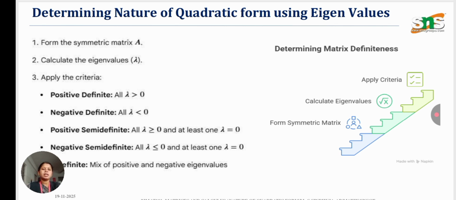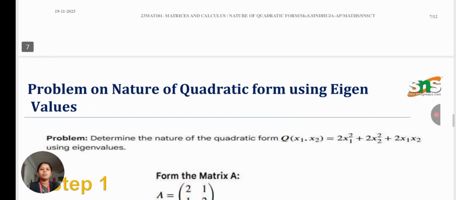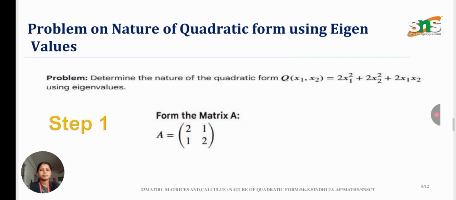Now, let us determine the nature of quadratic form using eigenvalues. As we discussed earlier, positive definite means all the lambda values should be greater than 0. Negative definite is when all the lambda values are less than 0. Positive semi-definite is when all the lambda values are greater than or equal to 0 and at least one lambda value is 0. Negative semi-definite is when all lambda values are less than or equal to 0 and one lambda value is 0. Indefinite is a mixing of positive and negative in its nature.